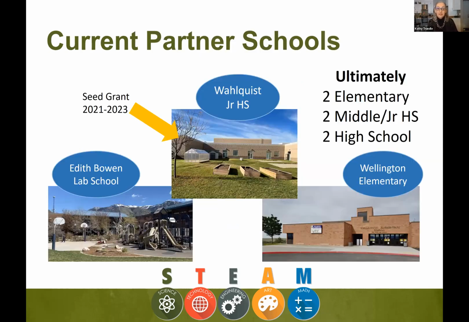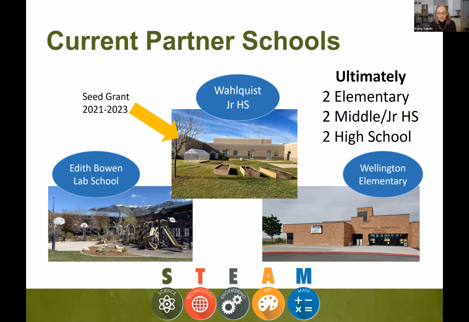So the next question is, where are we? And we are located currently in 3 different schools. One is Walquest Junior High School, and I'll show you geographically where that is in the next slide. But Walquest Junior High School is supported in the beginning with a seed grant, and we started working with this seed grant from Utah State University in 2021. And as you can see, we already have the school gardens, the raised beds installed, the greenhouse, and the storage shed is installed. This school also received additional funding for an outdoor classroom.